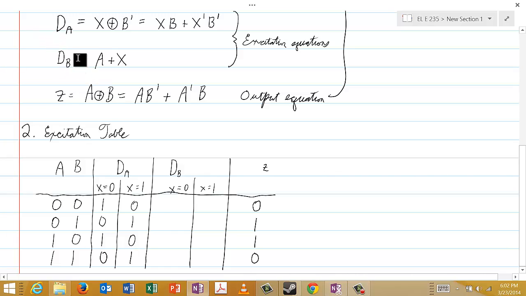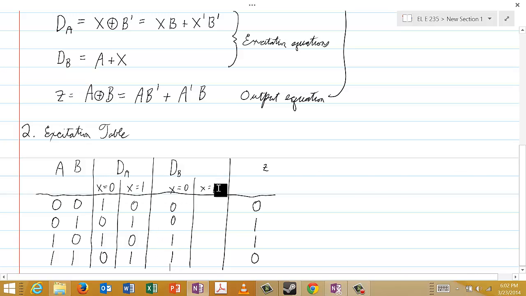If we want to fill in for d sub b, again, we do it one column at a time. In the first column, when x is equal to 0, we get d sub b equals a ORed with 0, which is just a. So in this column, d sub b is always equal to a. So we look over here in a column, and we get 0, 0, 1, 1.